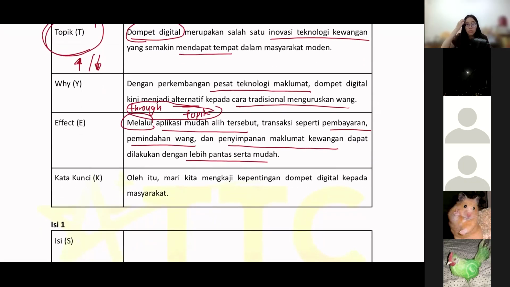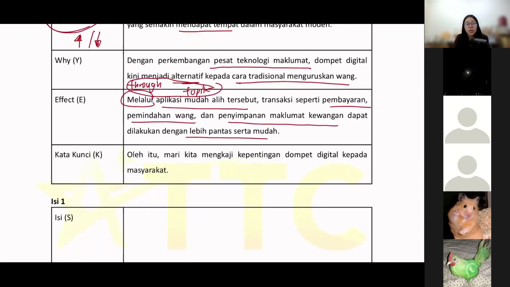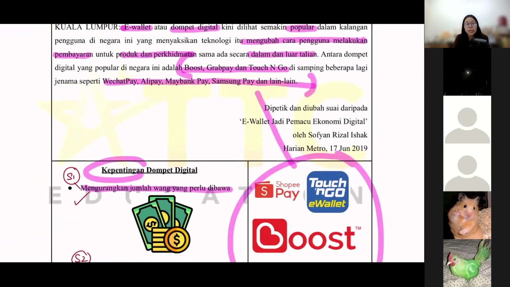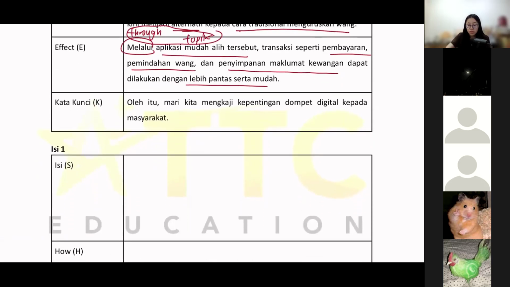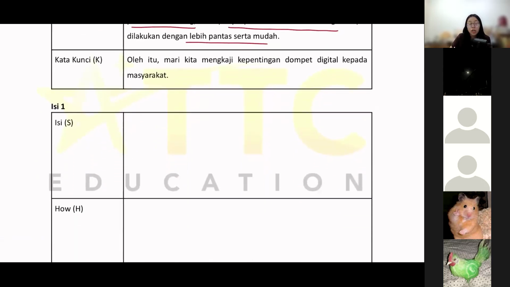Now, kata kunci, mari kita mengkaji. Okay, you can use meneliti. Last time we used meneliti also, right? Or you want to use mengkaji also. Kepentingan dompet digital kepada masyarakat. Okay, now our first EC will be mengurangkan jumlah wang yang perlu dibawa. So we write some EC here. If you don't have the notes, you write on a piece of paper first.